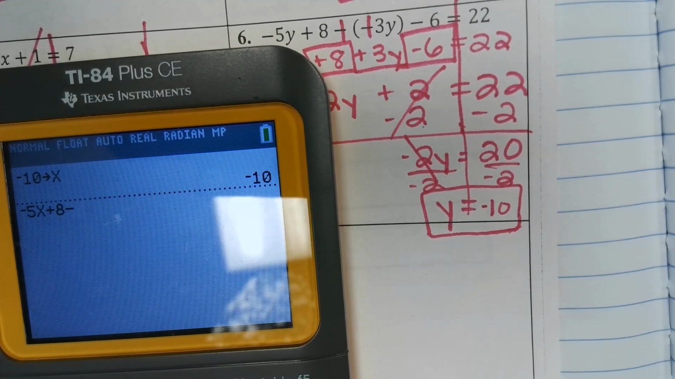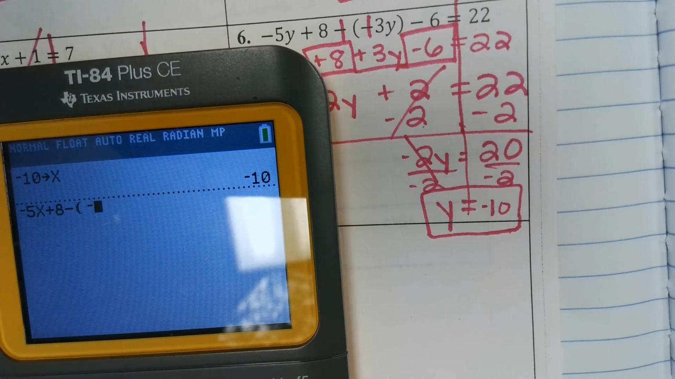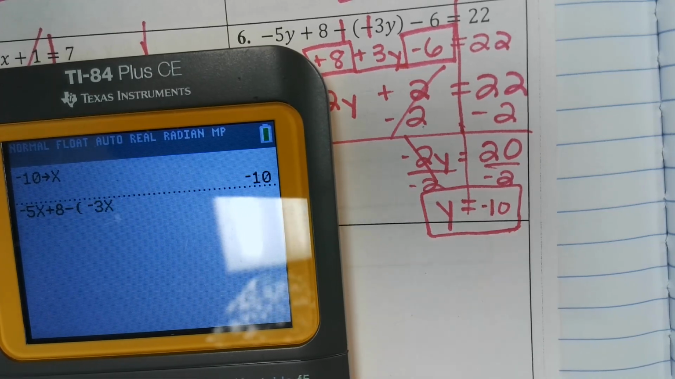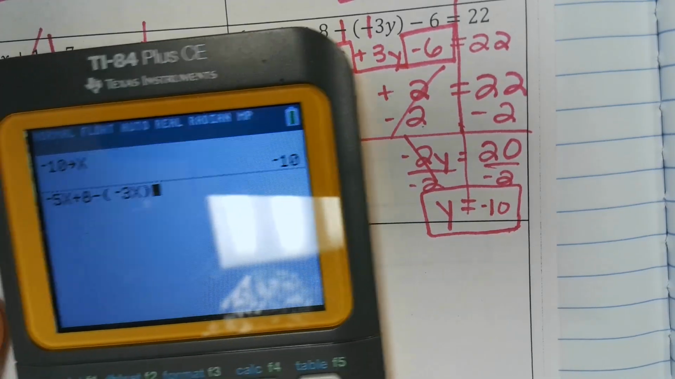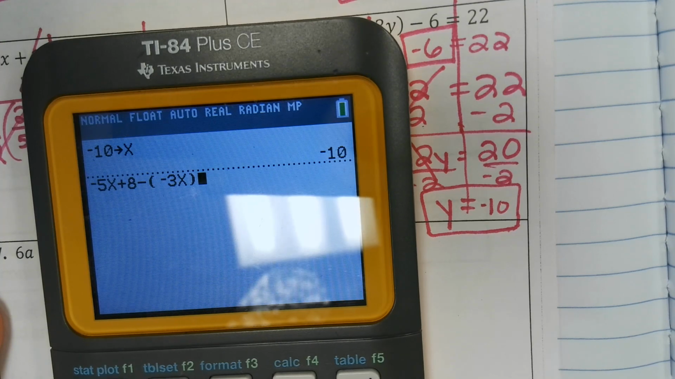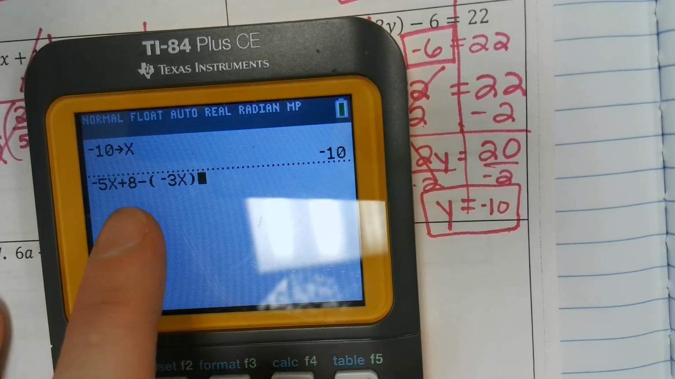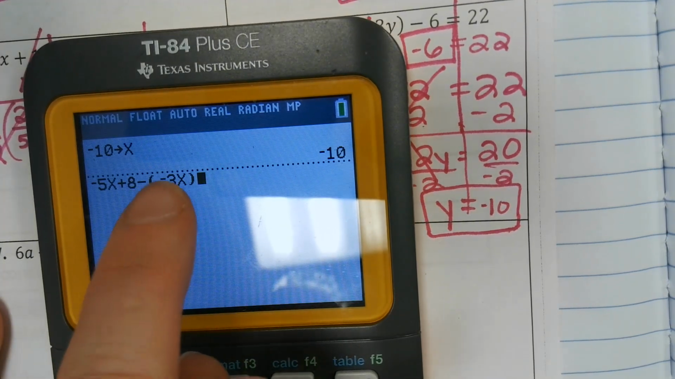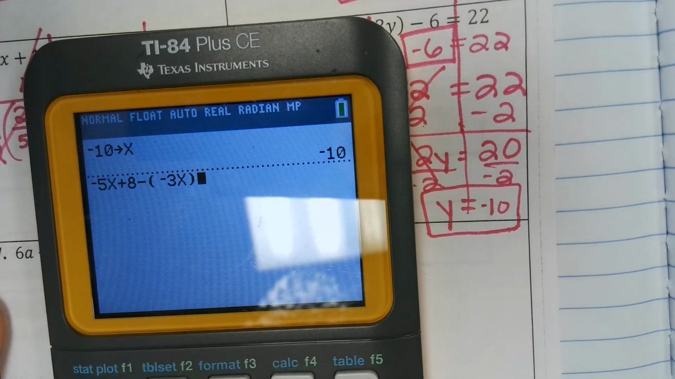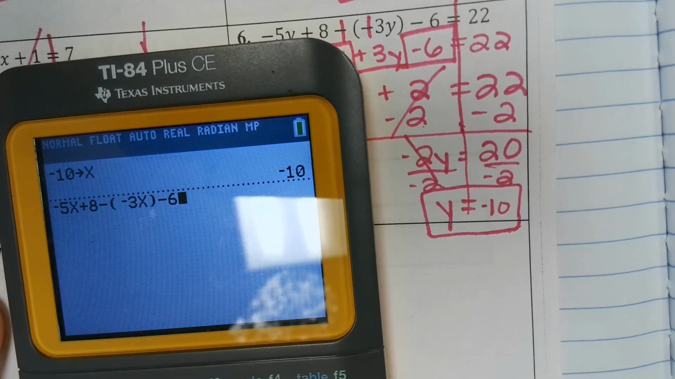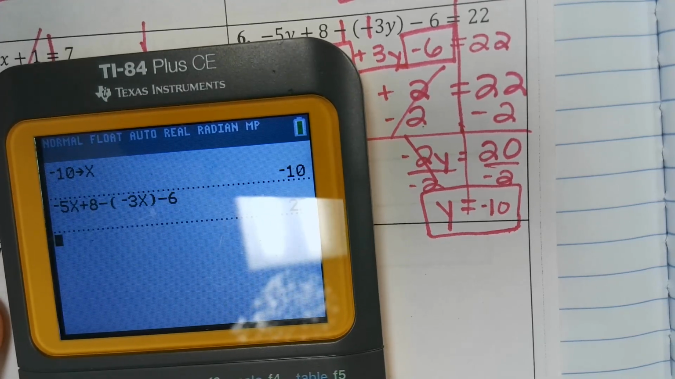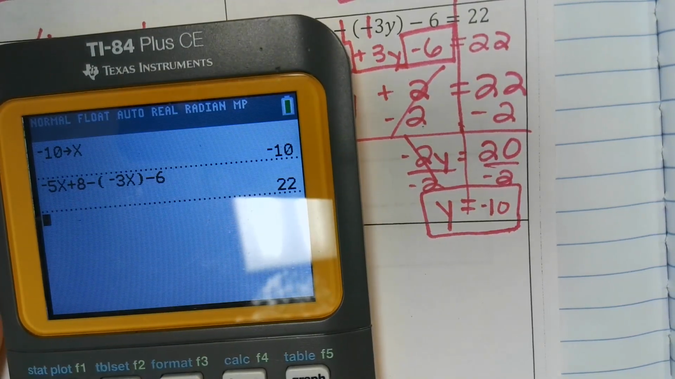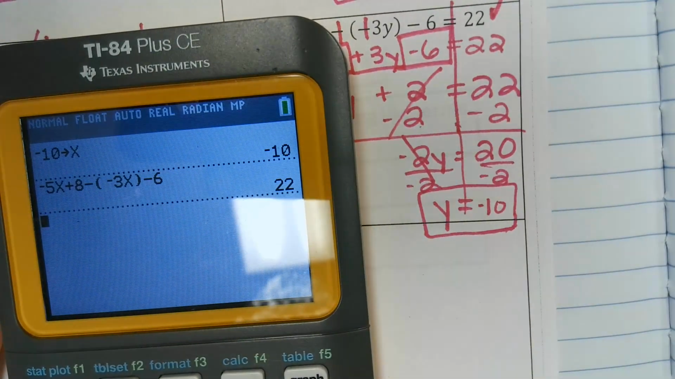minus parentheses negative 3x close parentheses. See the difference between the minus and the negative? The minus is in the middle and it's longer. The negative is shorter and it's moved up a little bit. And then minus 6. 22. So we checked it. Put a little check mark.